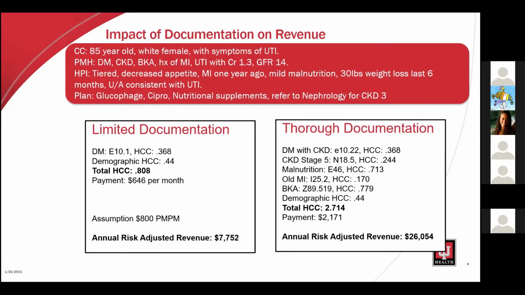Whereas if we have thorough documentation of this patient, you can see her diabetes with CKD stage 5, malnutrition, history of an MI, BKA, all of these different things, plus her demographic HCC. Her total HCC now would be 2.7, which is significantly higher than that 1, which shows that she is an at-risk individual. So the risk adjusted revenue here is $26,000, which is, again, a significant difference from the $7,700, which allows us to have those resources to put back into our patients.